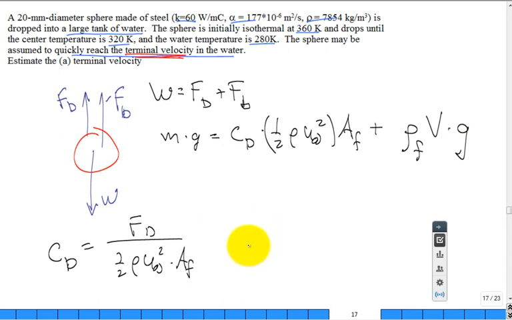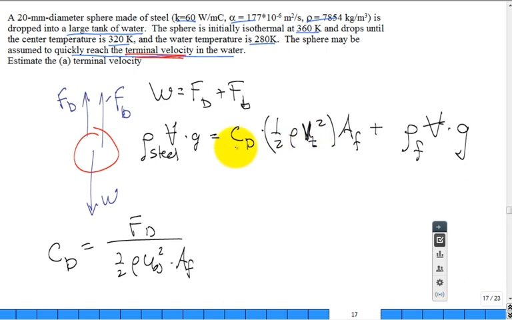All I need to do, this is U infinity. I'm going to put it as the terminal velocity, and I'm going to put something else for the volume so that I don't get confused. This weight is our volume times rho of the steel. True? Okay. So this V is volume, that V is volume. This V is my terminal velocity.